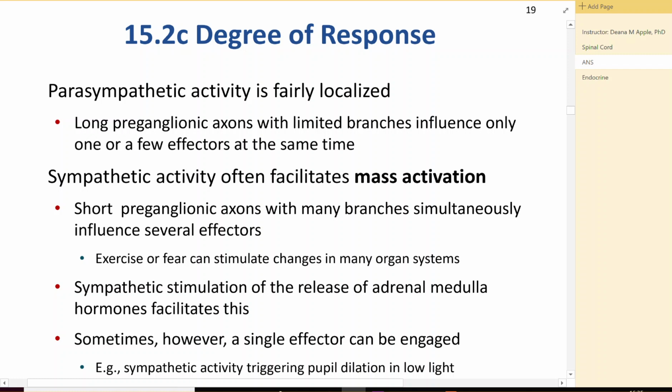Sympathetic activity, we want large areas of activation. So we have very short preganglionic axons. They synapse onto their ganglion and then send out long projections to several effector tissues. This is why when animals are startled, they have multiple responses at once. I primarily did research on mice and rats. You pick up a mouse or a rat that's not used to being handled, they will pee on you, they will try to bite, they will claw, they will run, and they will screech all at the same time.